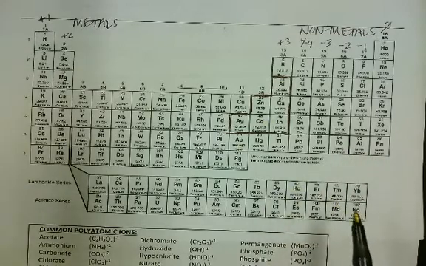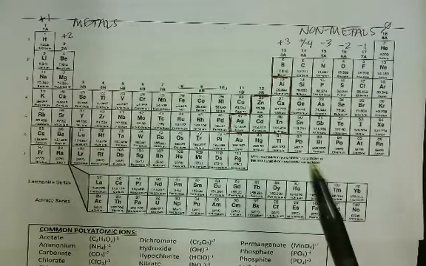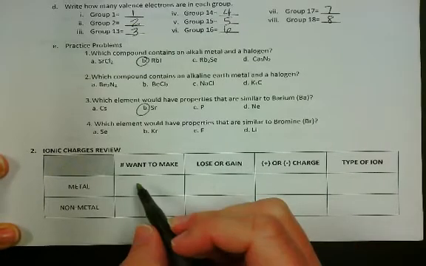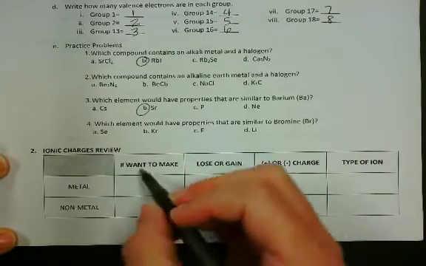So when we make it stable, you have 8, or you go back to 0, which initially will bring you back to 8 in the long run. So what you want to do as a metal is get rid of those, because there's not very many. It's easier to get rid of 1 or 2 than to add 6 or 7 to make 8, so it's a lot more energy to add more. So we want to get rid of them.